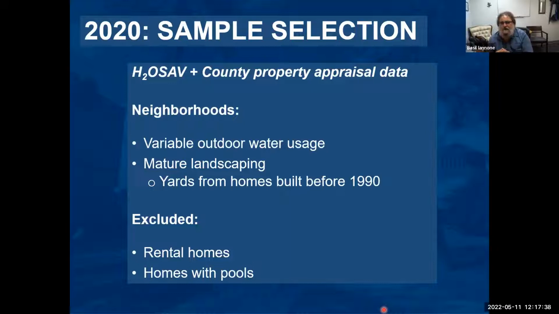We were also looking for mature landscaping, yards and homes that were built before 1990. This is because we didn't want differences in vegetation structure and composition to be due to new versus old development. It needed to be of a similar age development. We excluded rental homes because people who live in rental homes engage their yards quite differently. And homes without pools we excluded as well, because that just raised more complications.